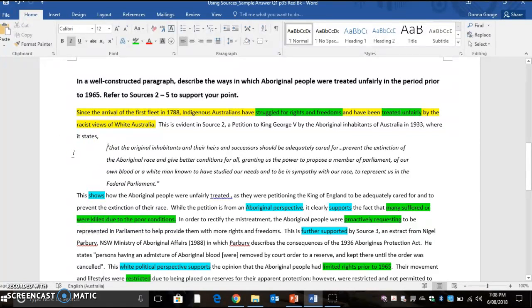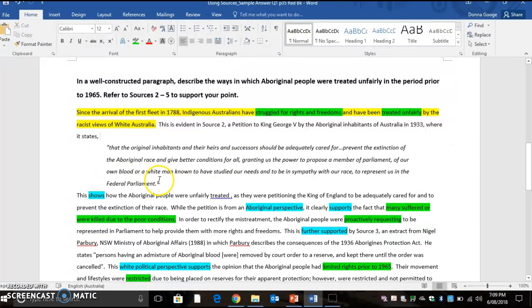This goes straight in to use the first source. Just because you have 4 sources, you don't have to use them all. Just use the bits that best support your point of view. So, the first one is using source 2, which was the petition to King George V in 1933. So this is explaining what the source is. Don't assume that your reader has a copy of the source in front of them. You have to tell us what it is.